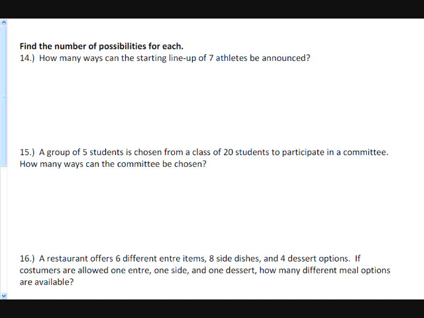For these next couple, we're finding the number of possibilities for each. And for these, really, the first thing we always want to decide is whether or not order matters. So for like number 14, it says how many ways can the starting lineup of 7 athletes be announced? And since we're trying to figure out how many ways they can be announced, in other words, what order their names can be called in, order does matter here. So we're going to be using a permutation.